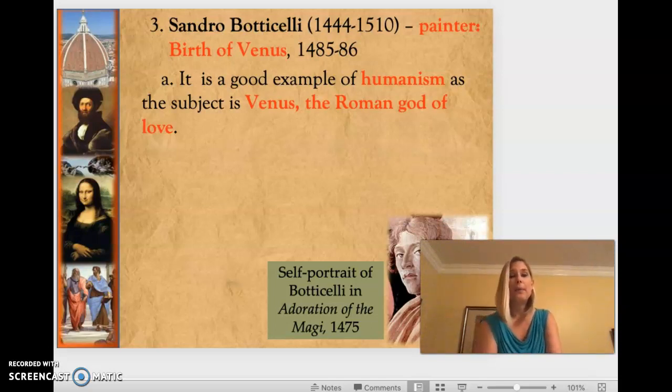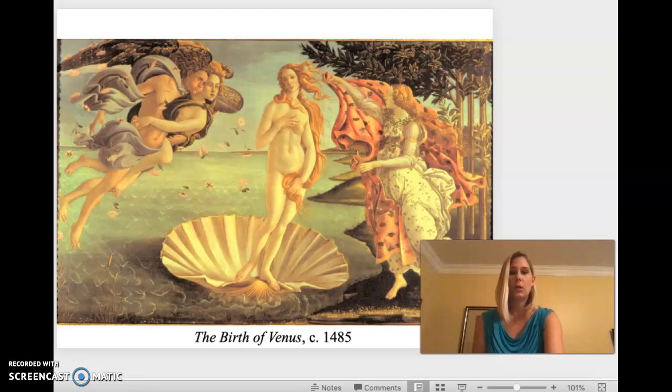Make sure you know it is a good example of humanism. You can see here the subject is Venus, the Roman god of love. And there it is in all of its glory. So you can see here, standing on this clamshell, this is the representation of Venus, the Roman goddess of love. Of course, this does not do it justice. This painting is unbelievably large. It covers up almost an entire wall at the Uffizi Museum. So again, you can't tell the size by just looking at this PowerPoint, but it is a beautiful painting by Botticelli.